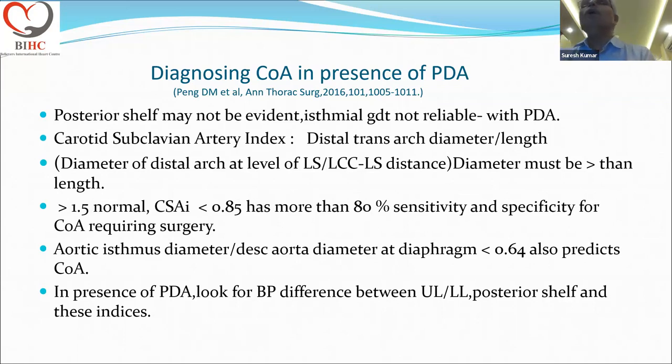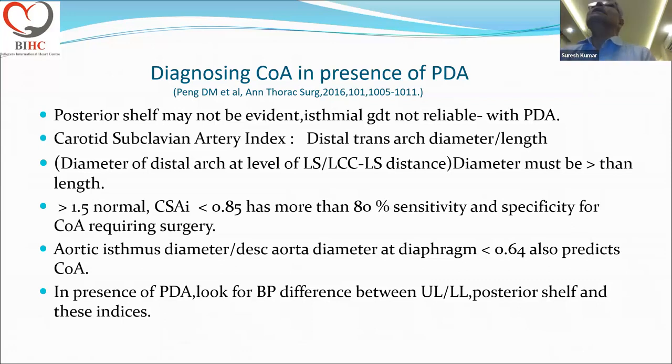So we need to look at some of the other parameters to suspect or diagnose coarctation in this setting. One of the things that can be used here is looking at the distal transverse arch. If the distal transverse arch is badly hypoplastic, chances are that there is significant coarctation. Now, how do you say it is badly hypoplastic? The distal transverse arch should be wider than it is longer. In other words, measure the length of the distal transverse arch and measure the diameter of the distal transverse arch. If it is longer, more likely it is hypoplastic. In fact, if the diameter by length ratio is less than 0.885, there is very likely associated coarctation.